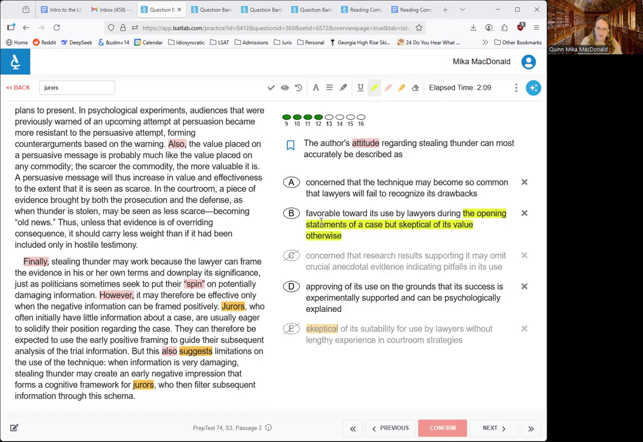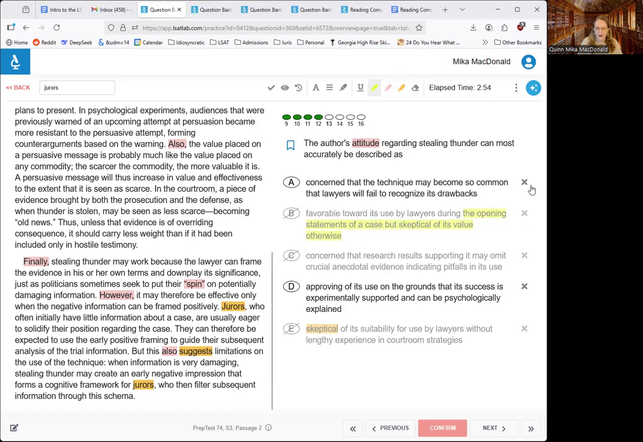B is that sort of answer choice, right? The front end of this feels perfect, favorable towards its use by lawyers. That is undeniably true, right? The author is favorable. But this back end has literally nothing to do with what the author has said. It's not a very well hidden trap. But in both LR and RC, you will run into this sort of trap and it can be very brutally effective. So just remember to read each and every word of an answer choice, front end and back end, because it is very easy to fall for a good front end when the back end goes wrong.